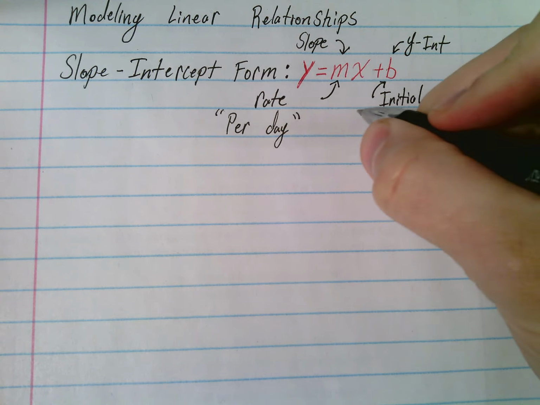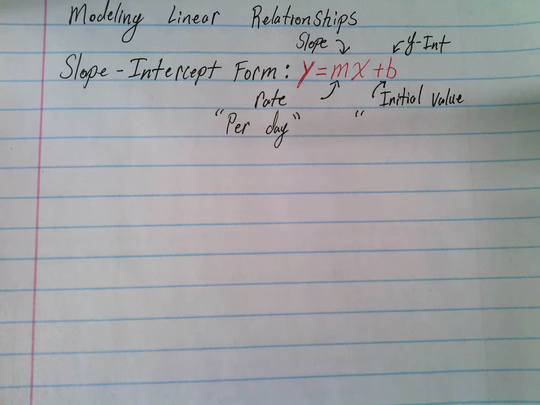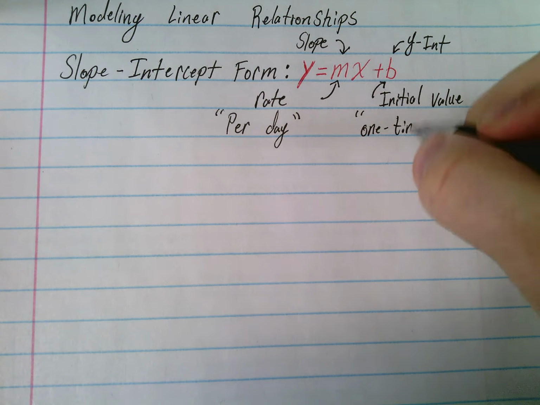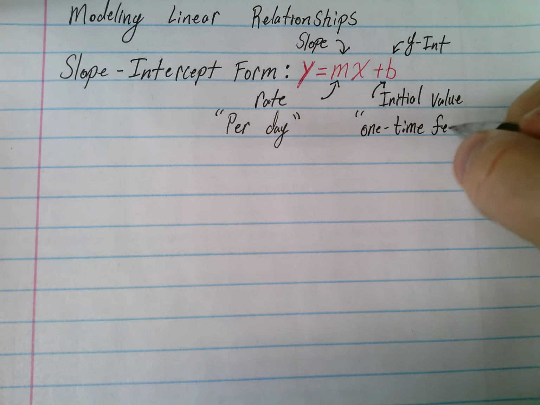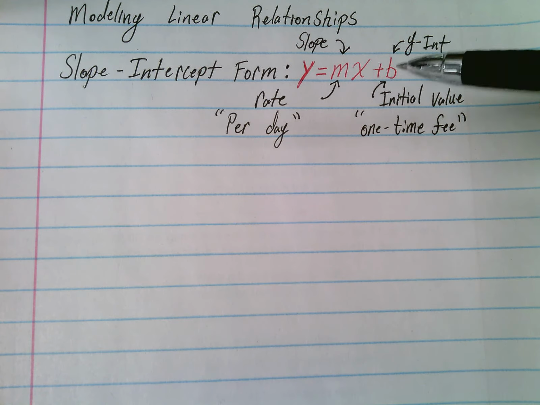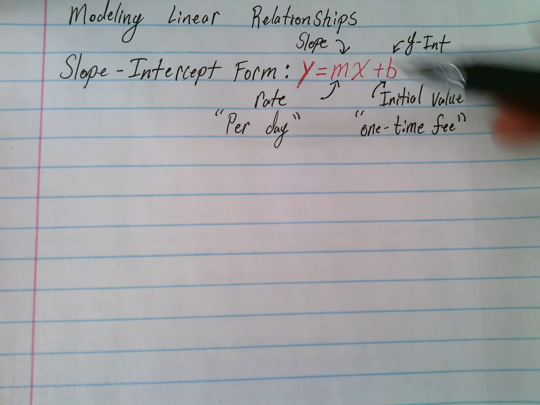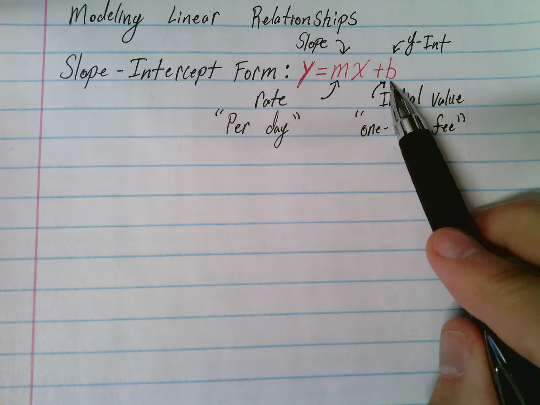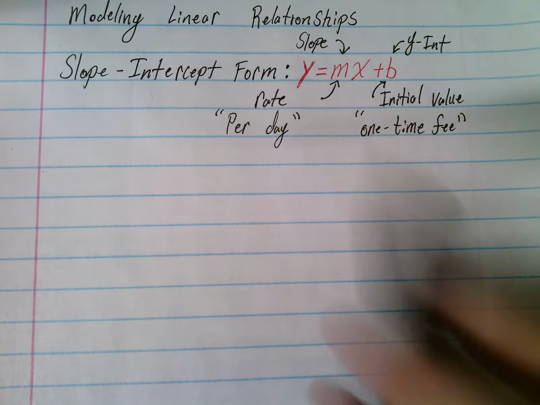Some of the words that we're going to see that mean we have just a y-intercept are like one-time fee, something that I only do once. So if you pay for bowling, if you only pay $5 to get in the building and then you pay per game, we're only going to charge that $5 once. That's how we're going to use slope intercept form.